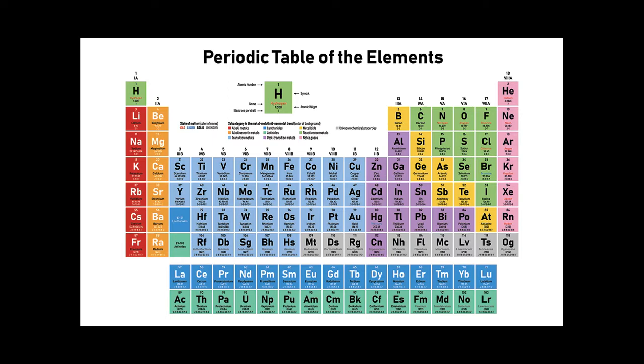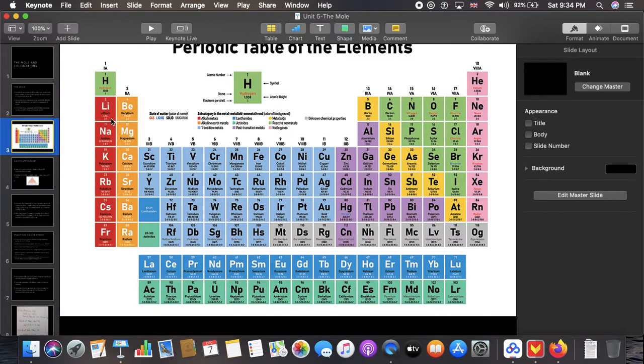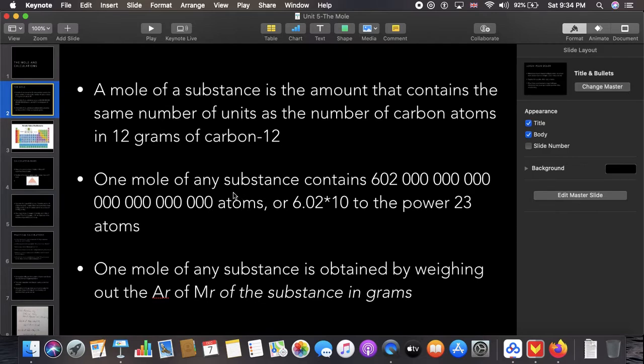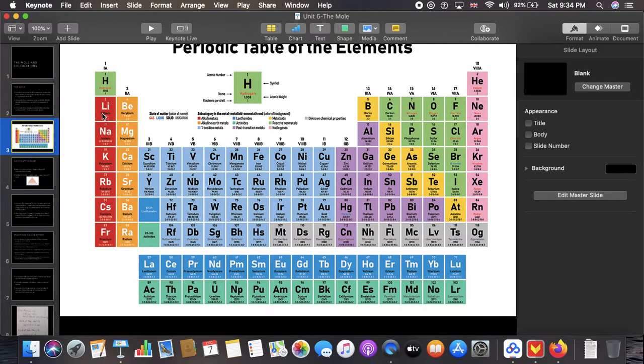Let's take lithium right here. Now, in order to do that, we need to take its atomic weight or mass. It is right here, this number. Now, this wasn't very clear, but you can actually see that the atomic mass of lithium is 4 point something. So that's roughly 4. So that means 1 mole of lithium atoms contains this many lithium atoms and weighs 4 grams. Okay?